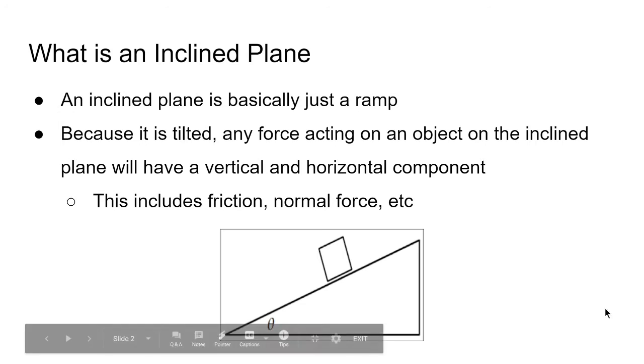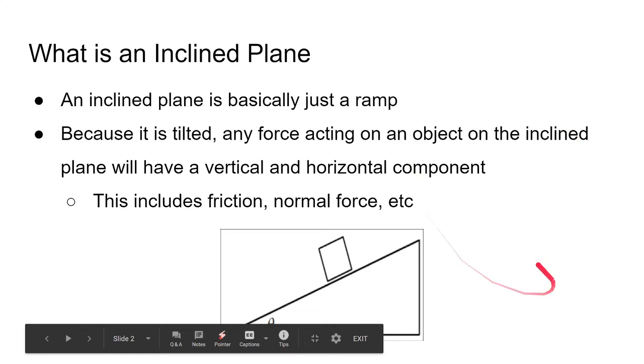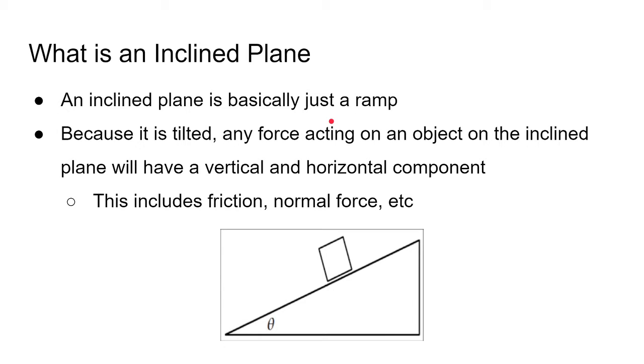Now, an inclined plane is basically just a ramp. Because it's tilted, any force acting on an object on the inclined plane will have a horizontal and vertical component. This includes friction, normal force, etc.